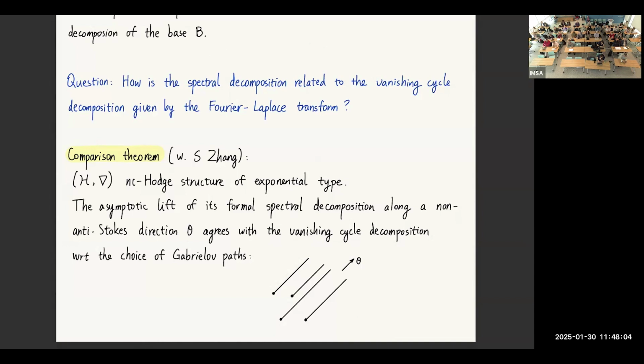And we showed that if we have this non-commutative Hodge structure of exponential type, then when we have this non-Stokes or non-anti-Stokes direction theta, a general direction theta, and we look at the choice of Gabriel path in this direction theta, starting from the singularities, and we consider the resulting vanishing cycle decomposition, that agrees with the formal spectral decomposition, but we consider its lift in the sector in this direction.